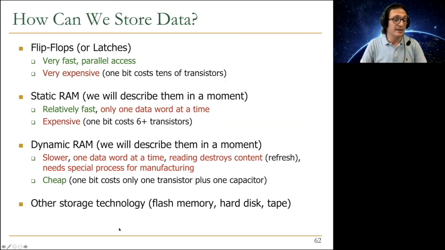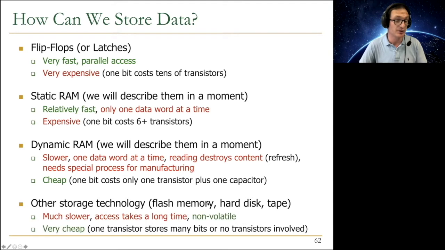Okay, and there are other storage technologies that we're not really going to cover in full, but this hierarchy actually continues. These are much slower, access takes a long time, but the big advantage of these technologies is they're non-volatile.